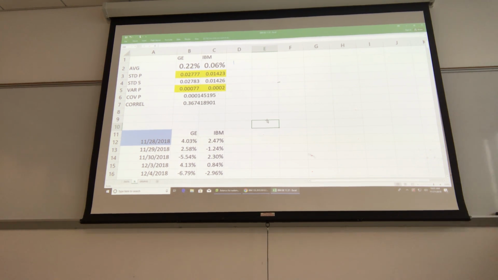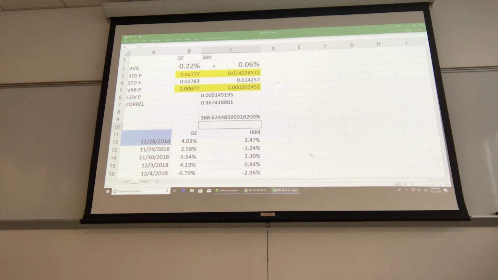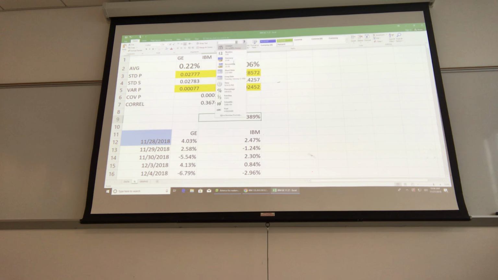How much more? Let's make a comparison. How much more does General Electric give me in returns than IBM? If I want to compare with IBM, I will divide General Electric by IBM. This is a clear number. This is not a percentage. This is a clear number.